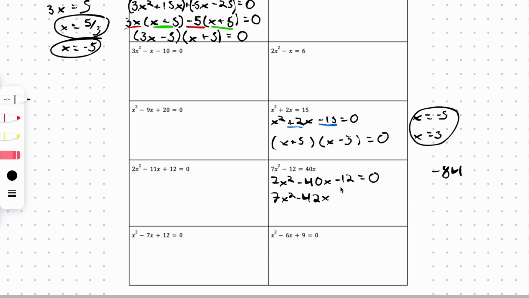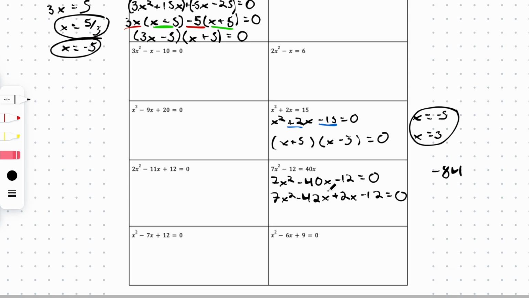This is also where the more math you do, the more comfortable you'll get with numbers and seeing patterns. As you do this more, you'll be more comfortable with finding factors and finding which specific factors you need that multiply to your a times c value and add to your b value.